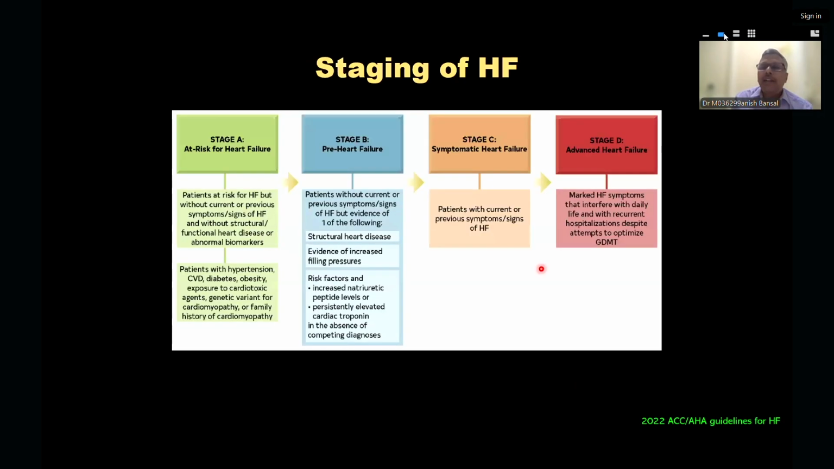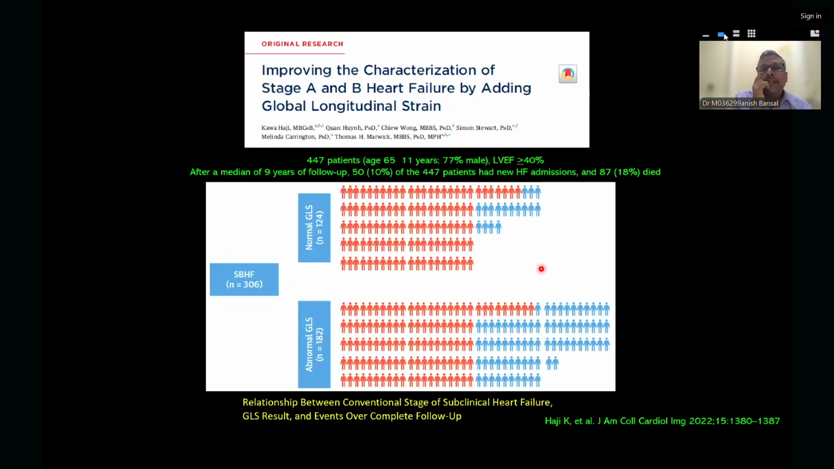Now lastly, very briefly, I'll talk about stage B heart failure, which is another entity that is being increasingly recognized now. Stage B heart failure refers to a condition where there is structural heart disease but no symptomatic heart failure. So the patient could have LVH, LV enlargement, or LV diastolic dysfunction, but symptoms are not there. Now many studies have shown the utility of strain imaging here.